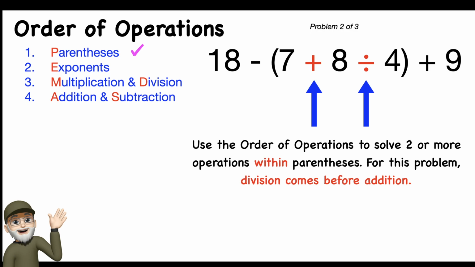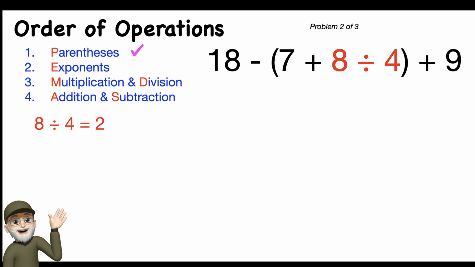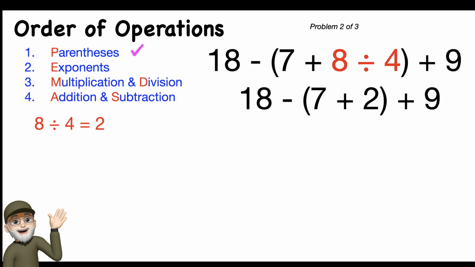We will use the order of operations to solve this type of problem when we have two or more operations inside the parentheses. Remember that in the order of operations, multiplication and division come before addition and subtraction. So we will start with the 8 divided by 4 because of the order of operations. That is equal to 2. So we rewrite that. And next we're going to do what's inside the parentheses still, 7 plus 2 is equal to 9.